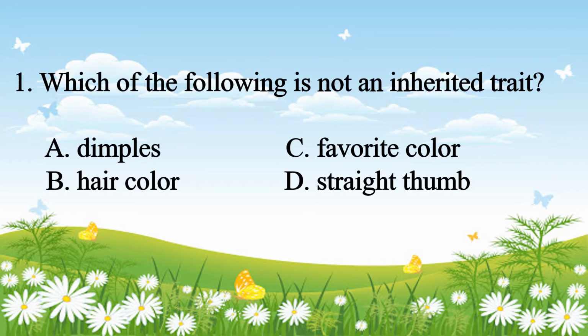Number 1. Which of the following is not an inherited trait? A. Dimples. B. Hair color. C. Favorite color. D. Straight thumb.